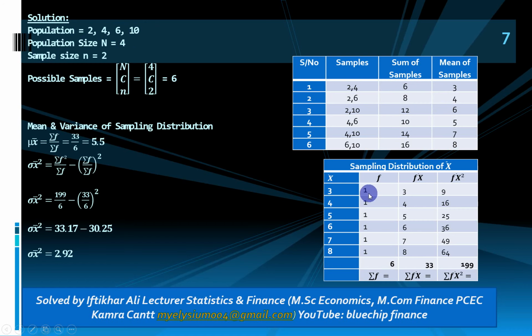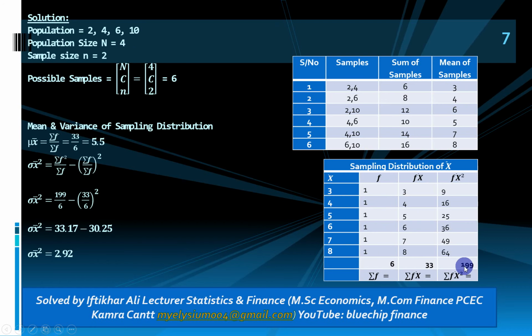Now we take the values of x bar: 3, 4, 5, 6, 7, 8. We take the values here and take the frequency of each value. So 3 appeared one time, so frequency is 1, 4 appeared one time, frequency is 1, and so on. Next two important calculations, one is f x bar, second is f x bar square. f x bar is simply the product of these two. f x bar square is equal to f x bar multiplied by x bar, so 3 multiplied by 3 is 9, 4 multiplied by 4 is 16, 5 multiplied by 5 is 25, and so on.